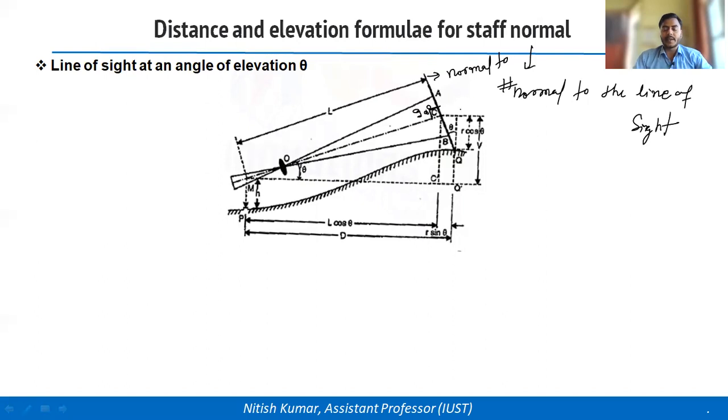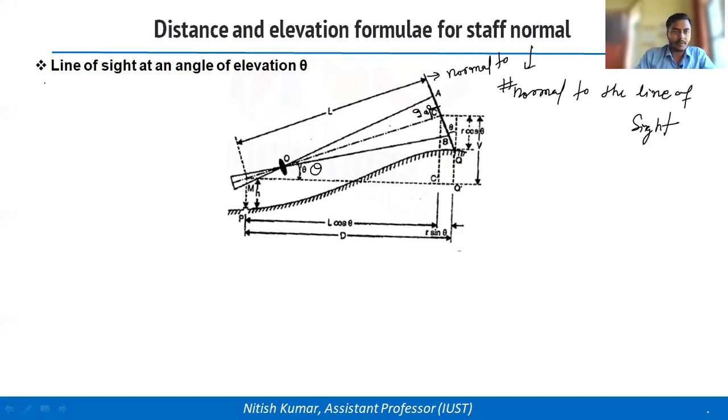So in this case, how can we calculate the horizontal distance between P to Q, and how can we calculate the vertical distance between the instrument axis and this central stadia that you can see in the figure, V and D? So we have to calculate D and V. Now, see this central stadia, it has inclination theta with the horizontal, that you can see in the figure. This angle is theta with the horizontal.